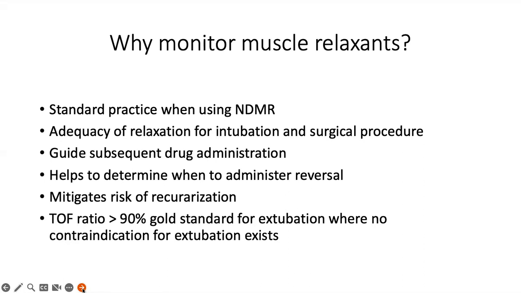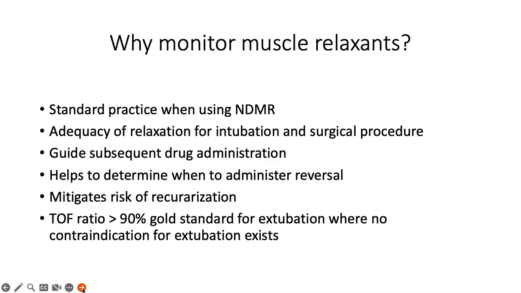If you give the reversal agent like neostigmine too early, what happens is, because it's an anticholinesterase inhibitor, you get an influx of acetylcholine, which then leads to return of muscle contraction and muscle reflexes, and the patient actually breathes for a short period of time.